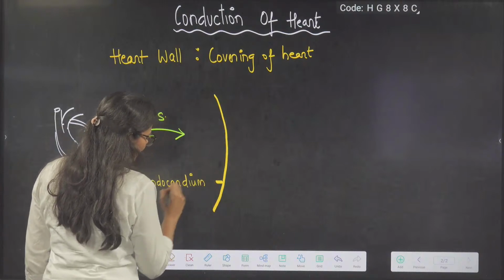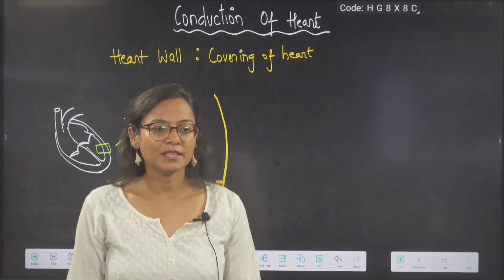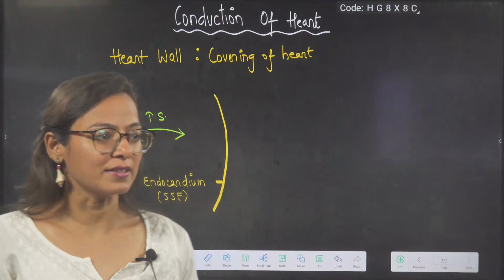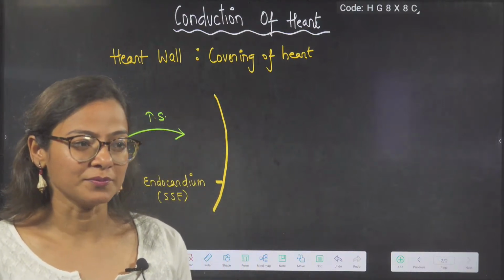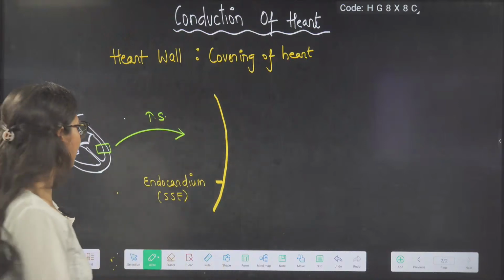And what this endocardium is made up of? It is made up of simple squamous epithelium. Remember in tissues you studied simple squamous epithelium, right? So this endocardium is made up of simple squamous epithelium.